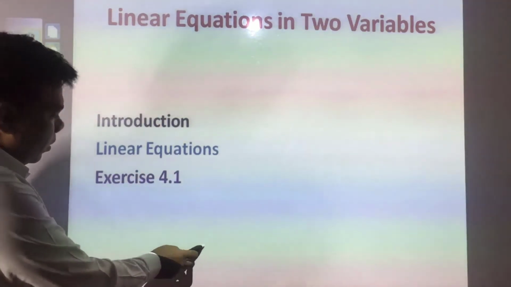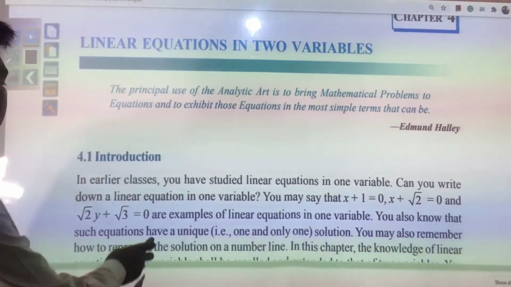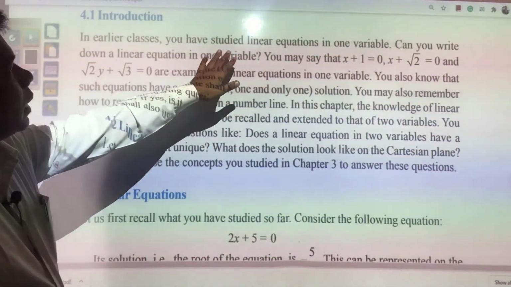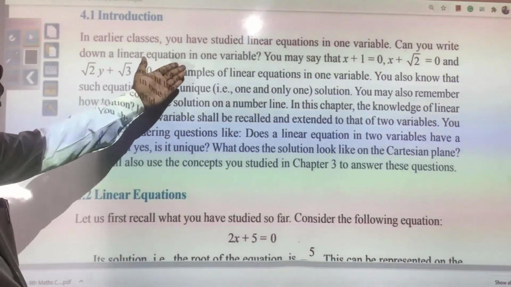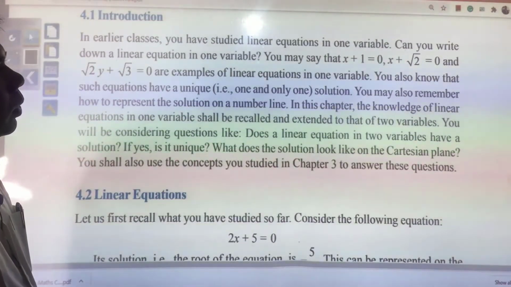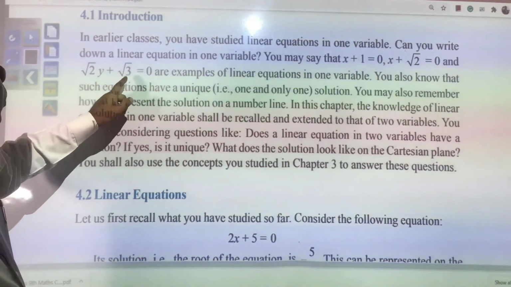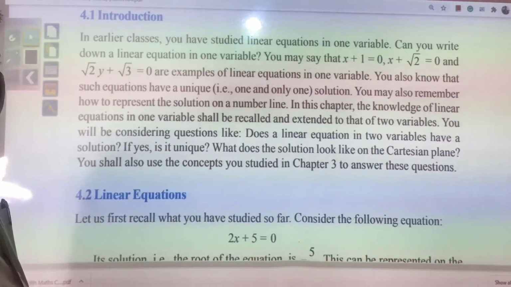So, let us start. Here you see we have linear equations in two variables. In earlier classes you have studied linear equations in one variable. Can you write down a linear equation in one variable? You may say that x plus 1 is equal to 0, x plus root 2 is equal to 0, and root 2 y plus root 3 is equal to 0 are examples of linear equations in one variable.